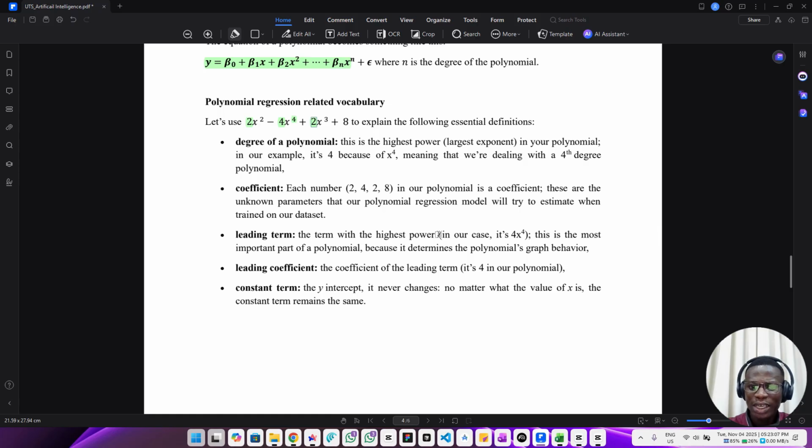The leading term is the one with the highest power, which is 4x to the power 4. This is the leading term because it has the highest exponent. Then we have the leading coefficient, which is 4, the coefficient of the leading term. And we have the constant term, the y-intercept. It never changes no matter what the value of x is. The constant term remains the same.